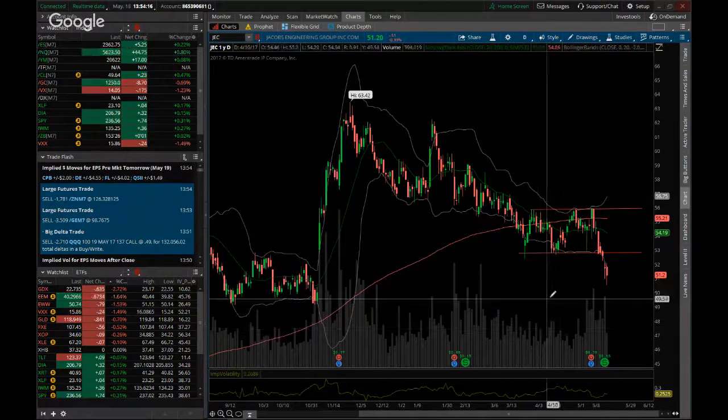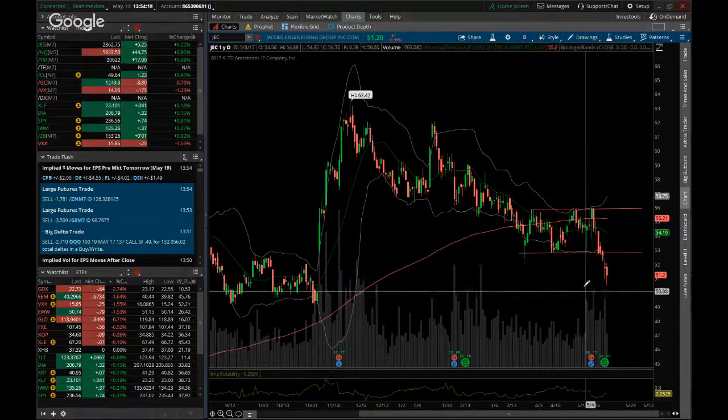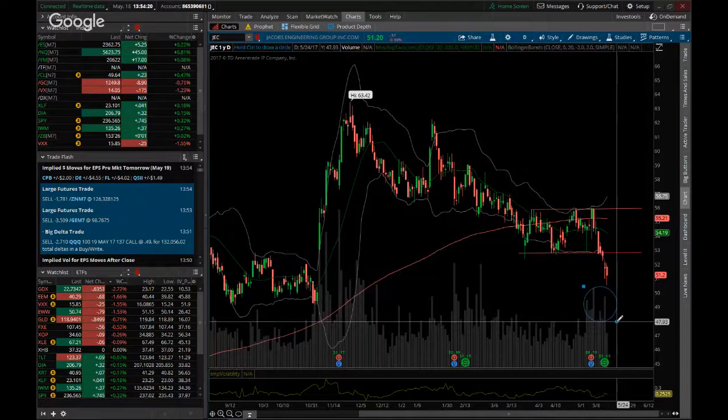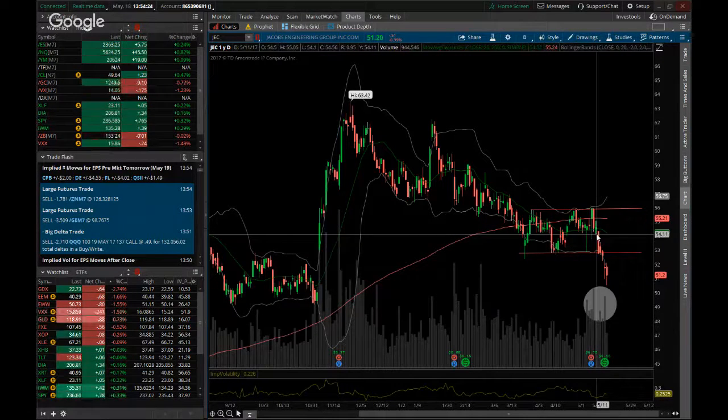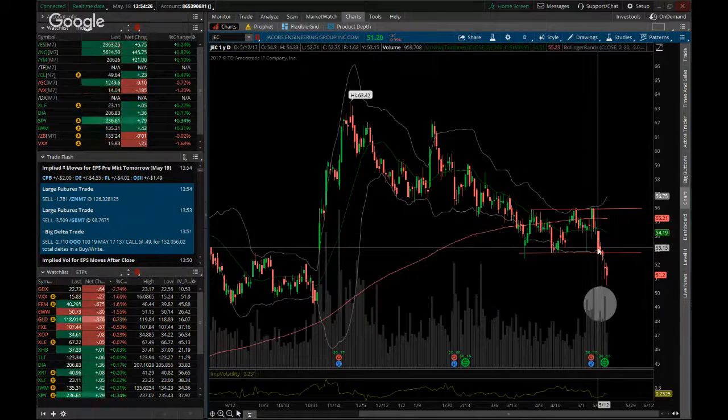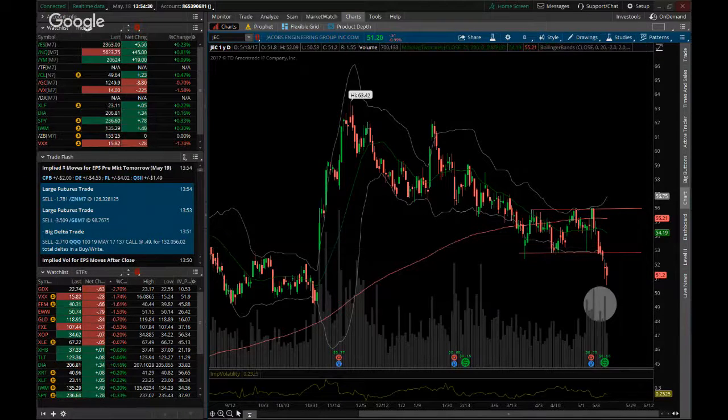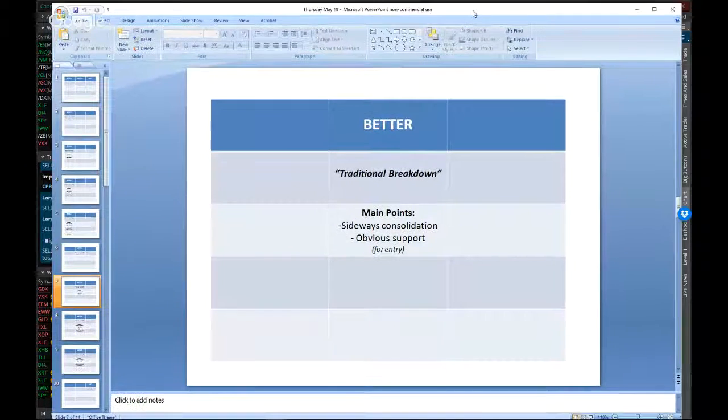Oh shoot, right here. There we go. This sort of volume area. All that is people just jumping the gun a little bit, and the last of the sellers starting to get out. So the sort of pattern that you're looking for, if you're taking notes, we're looking for sideways consolidation. That's the fancy way of saying what we just drew there. And the obvious support.